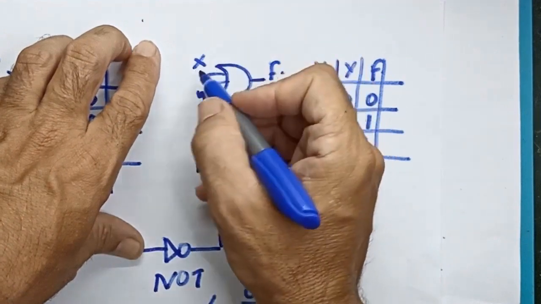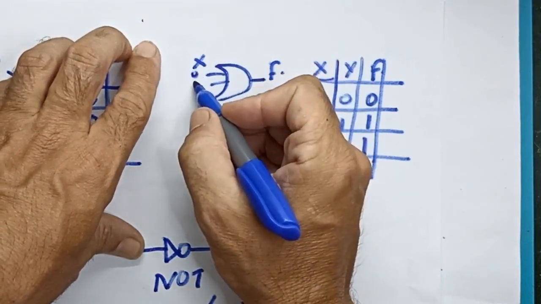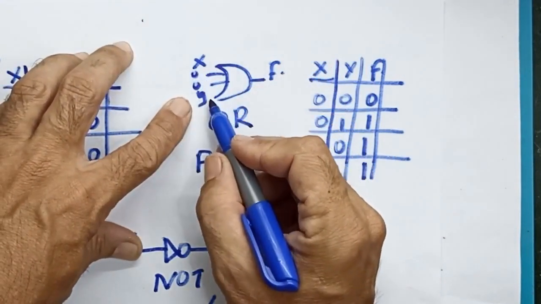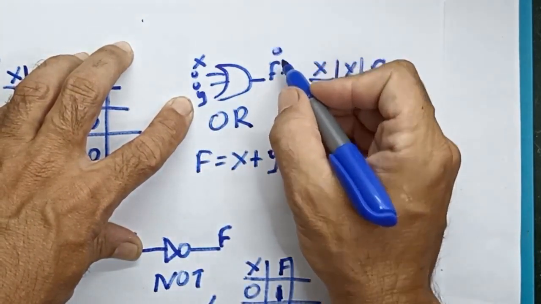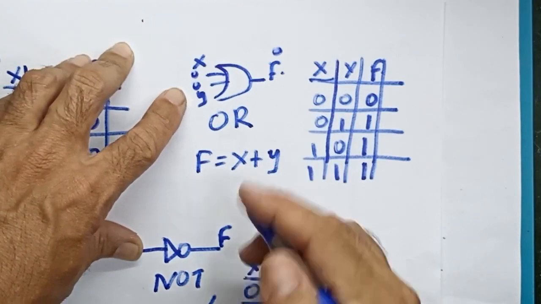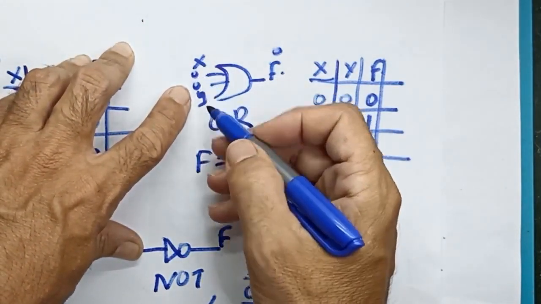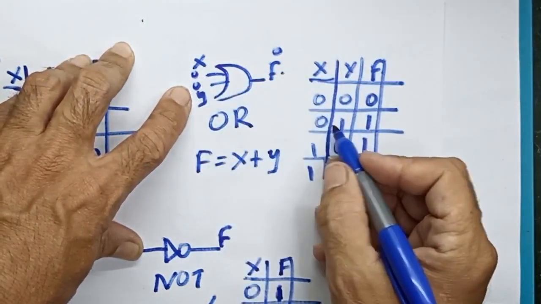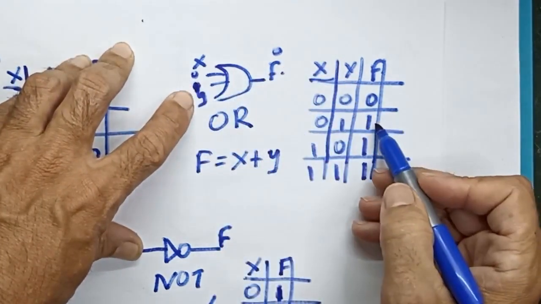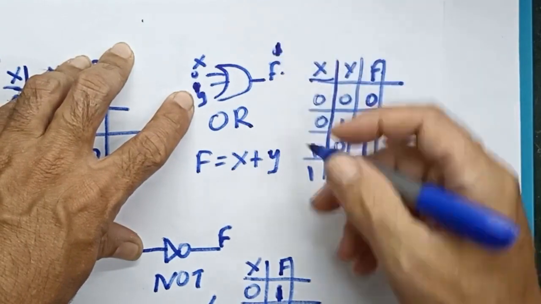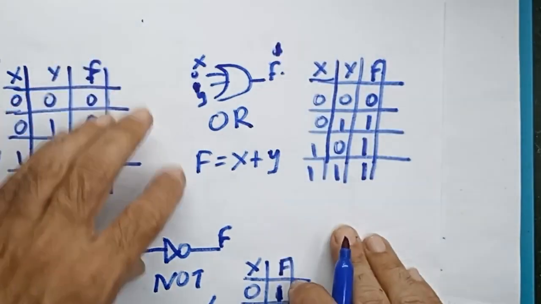So in this specific case, we put X 0 and Y 0. Out here, it will give us 0. This is the first state. If we give X 0 and Y 1, the second state will give us 1 here at the output. And so we continue with the remaining states.